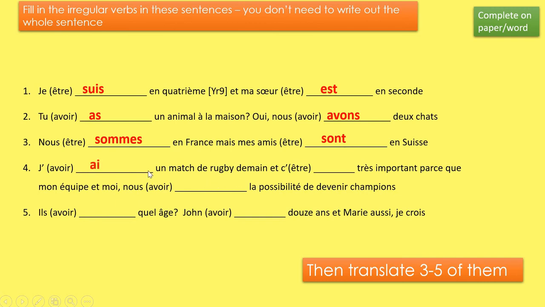J'ai un match de rugby demain. I have a rugby match tomorrow. Et it is très important parce que mon équipe et moi, nous avons la possibilité de devenir champions. It's very important because my team and me, we have the possibility of becoming champions. And finally, ils ont quel âge literally means they have what age. So how old are they? John a 12 ans et Marie aussi, je crois. John has 12 years. In other words, John is 12 and Marie also, I believe. So remember, with age, we have to say have, not is. So correct those and your translations, okay?